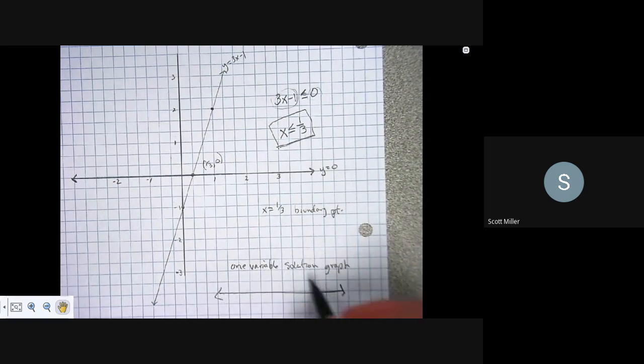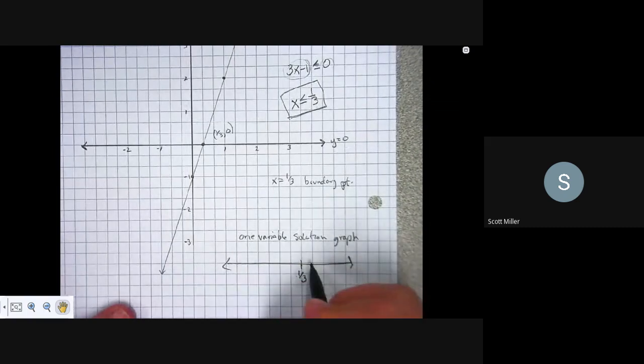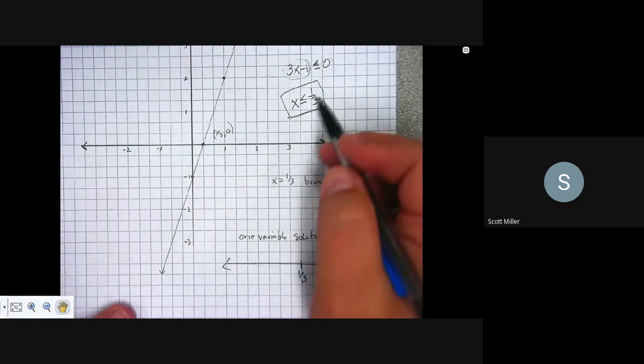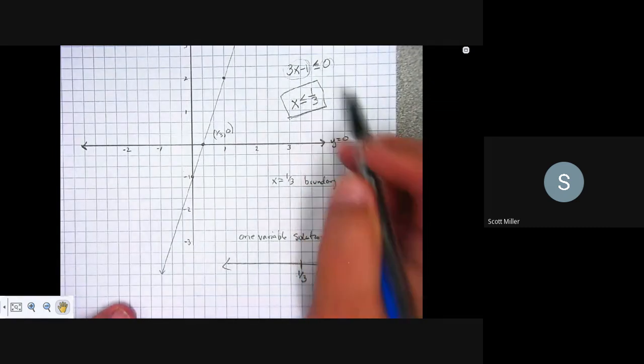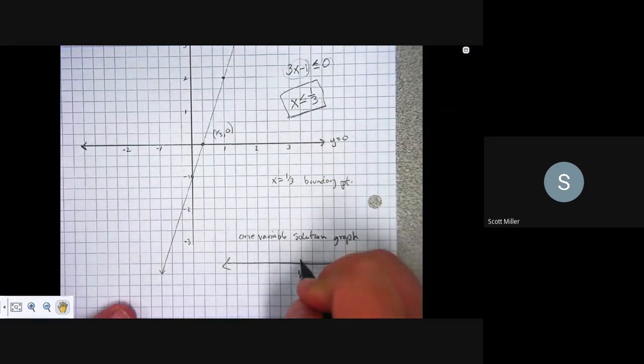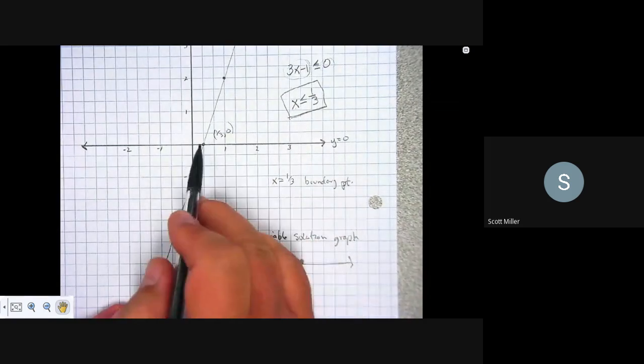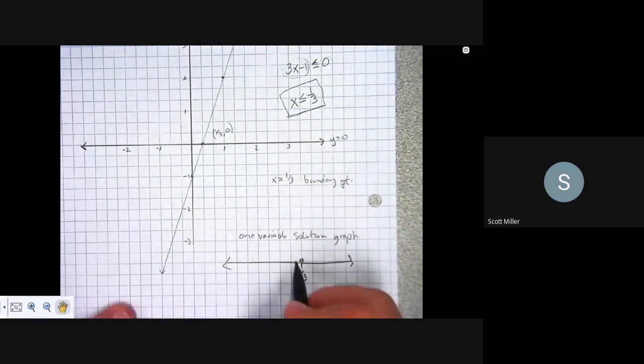And where did the boundary point come from? The boundary point is right here at 1/3. I just put it where I want, and then I want all the x's less than 1/3. So I'm just going to mimic what I saw right here. So that's the boundary point, so we put a dot. And where's all the line below 0? Everything to the left of that. So that would be my solution.